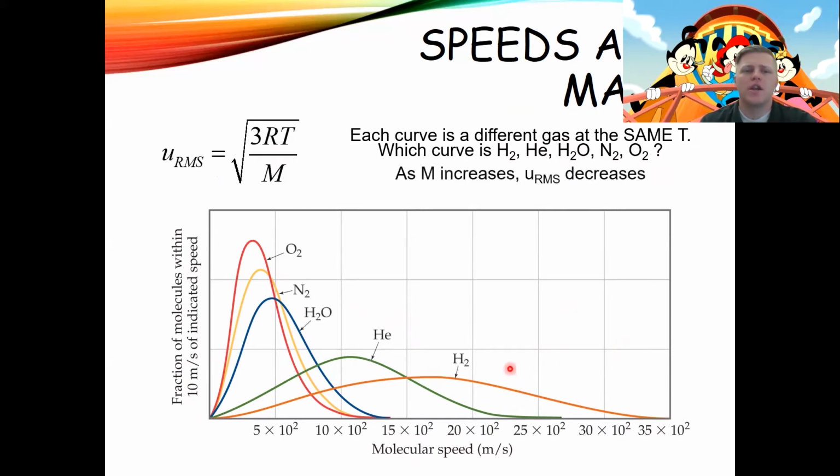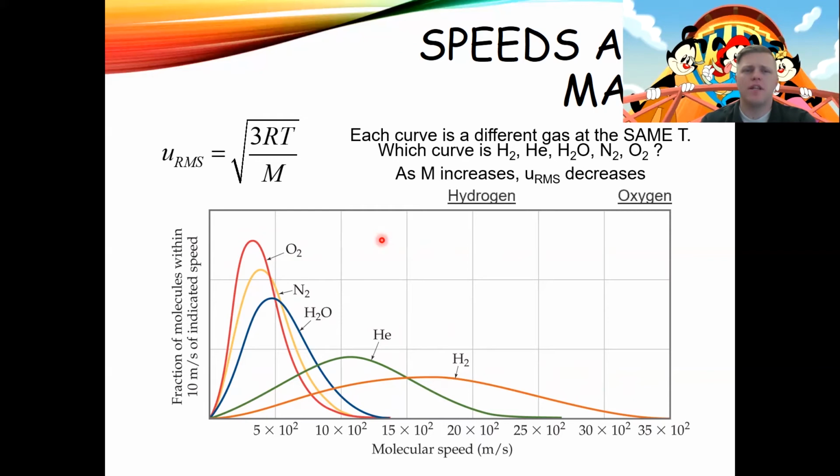Well, we're actually going to order these in terms of increasing weight from right to left. Or in other words, this really broad peak, the one with the highest root mean speed, is going to be H2 gas, which has a mass of 2. Then comes helium, which has a mass of 4. Then comes water, which has a mass of 18. Nitrogen has a mass of 28. Oxygen has a mass of 32.